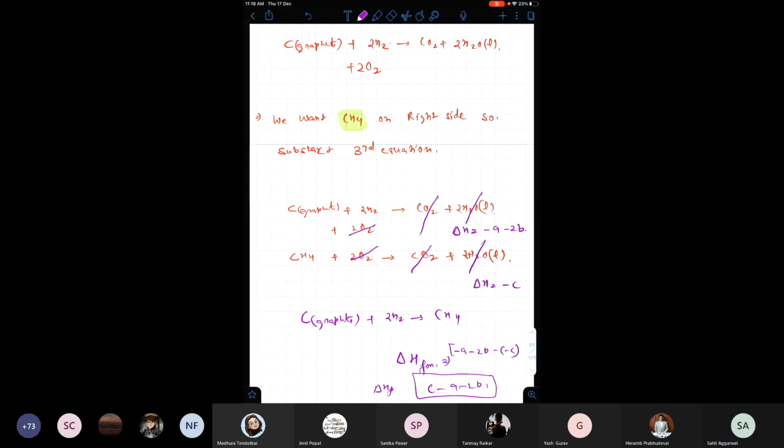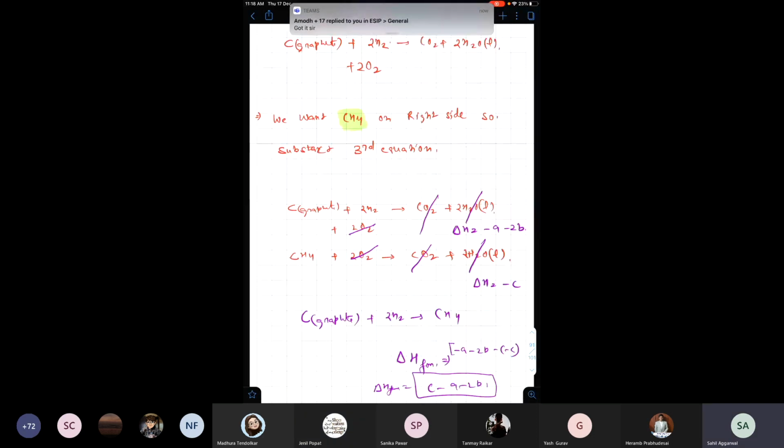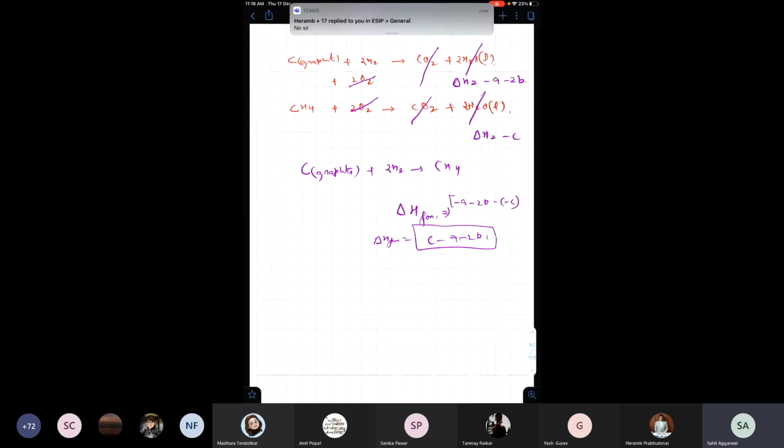Understood? Got it, sir. Any problem to anyone in this? It looks like big, but इतना बड़ा नहीं है. अगर आपको समझ में आ जाता तो it is very good. एक और ट्राई करते हैं.